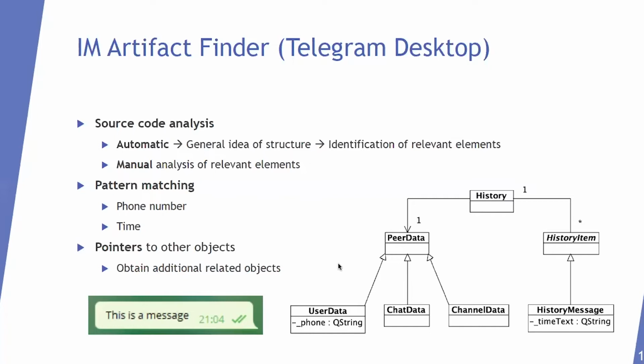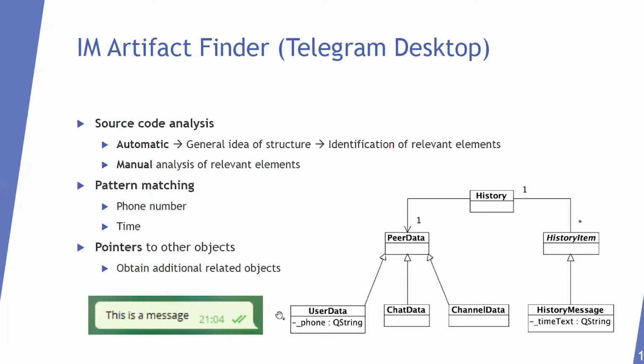The peer data class represents a conversation. The user data class represents both a Telegram user and an individual or one-to-one conversation. The chat data class models a group, and the channel data class models a channel. The history message class represents a message, and the history class relates each message with its corresponding conversation. In order to find objects inside a memory dump or a process dump, we look for patterns using regular expressions.